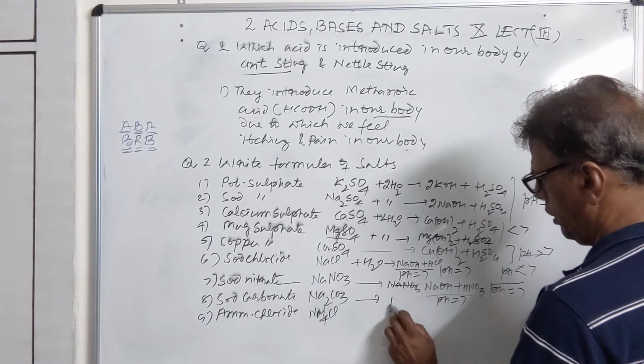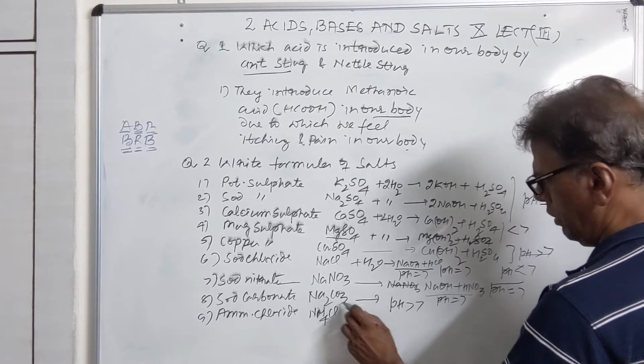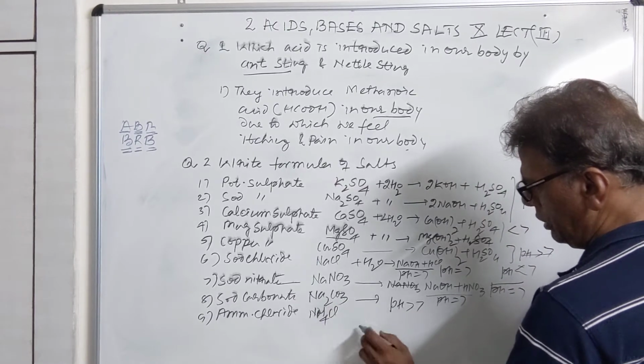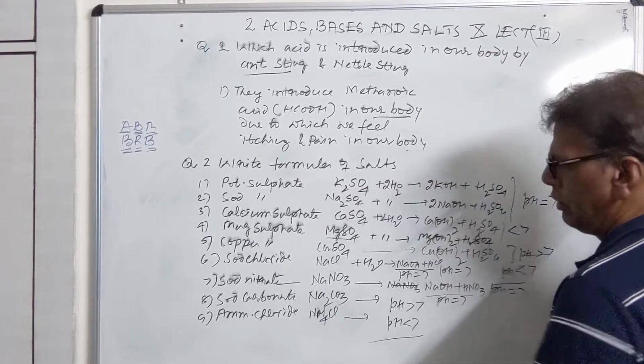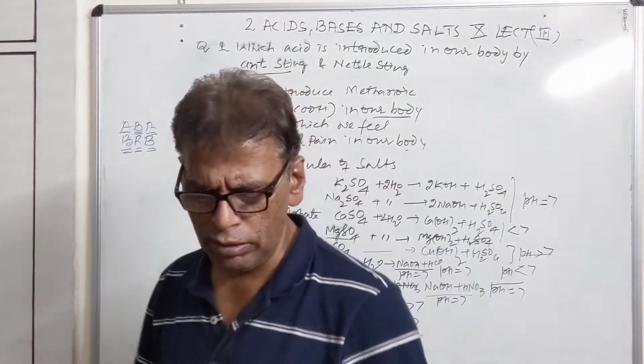In this case, pH will be more than 7, with NaOH and H2CO3, which is a weak acid. So this is the hydrolyzed product of these salts.